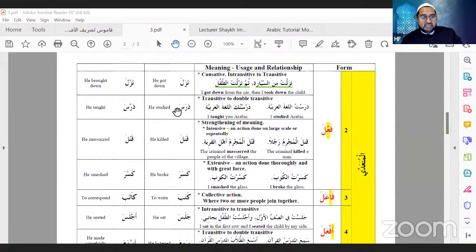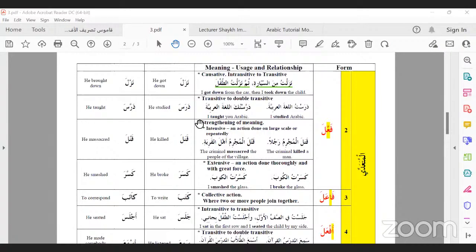Now darasa, he studied, and now it's coming in the meaning of causative. Darasa, he taught. He studied means that he studied himself. When you say darasa, you're teaching someone. So you're being the cause of someone else studying. Does that make sense? Yeah, that makes sense. Now let's do the example.